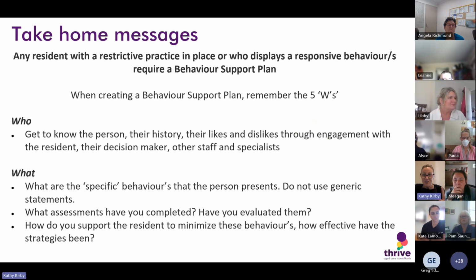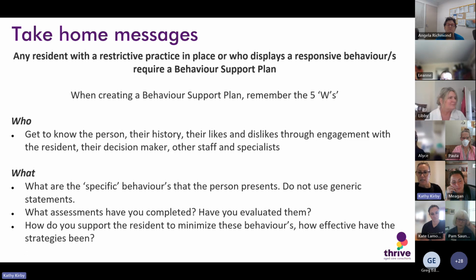So, one minute over, the 5 W's. Why. It always comes back to why, okay? When we're developing the behaviour support plan, it's not a tick box. We need to think about what the purpose is. The purpose is that it should be a user-friendly document that tells us what we need to know. We need to know about the person, their history, likes and dislikes, and we need to know who to share that information with.